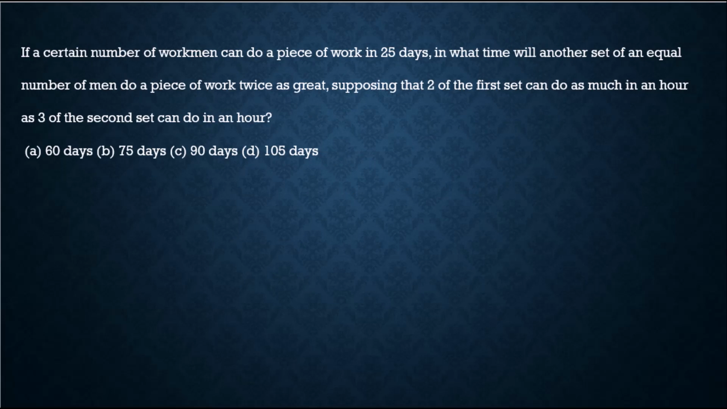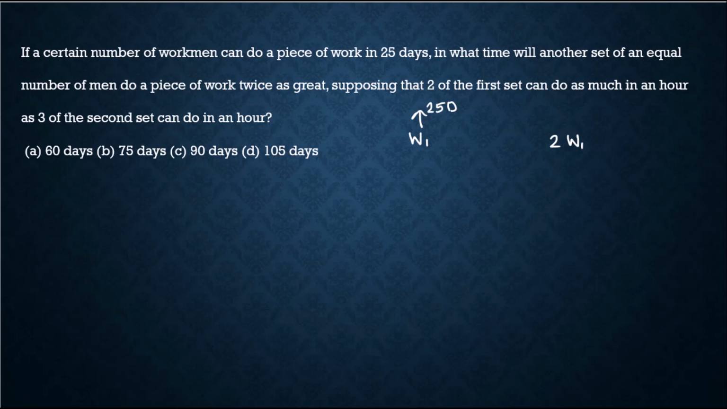The next question. If a certain number of workmen can do a piece of work in 25 days, in what time will another set of equal number of men do a piece of work twice as great? That means in the first case, we have the work W1. Second case, we have 2 times the work, that means 2W1. Fine. Then, this particular W1 work is finished in 25 days.